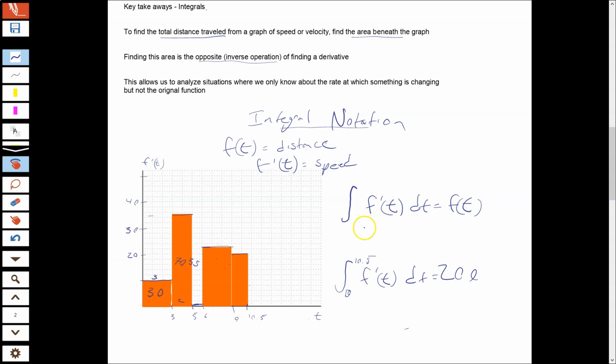The way you read this is as the integral of f prime of t with respect to t. So this dt tells me that t is the variable that I'm interested in. Here, we'd read this as the integral from 0 to 10.5 of f prime of t with respect to t is equal to 200. So if you're in a spot where you can, read those out loud to yourself a couple of times, just like I did. When you're ready, we're going to practice some very basic examples in the next lesson.